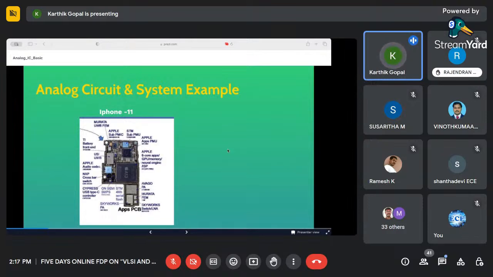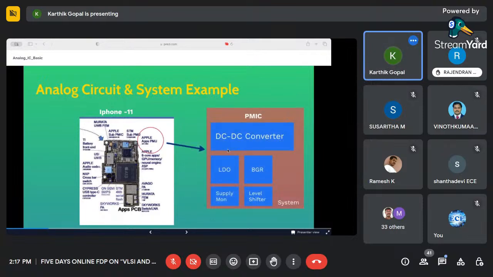For example, let me give another example. So this Apple PMU is the Power Management Unit. So what is a Power Management Unit? This will be the master for all the circuits. It provides the power. So it has a DC-DC converter, LDO, BGR, and supply monitor level system. So this is called one system, the PMIC system, which is Power Management IC. So it is one example.